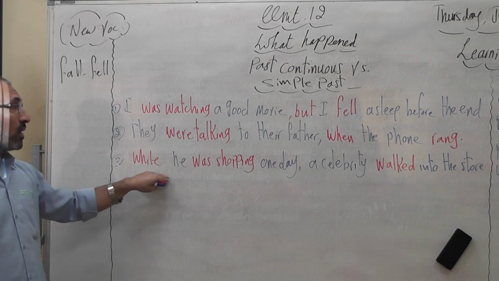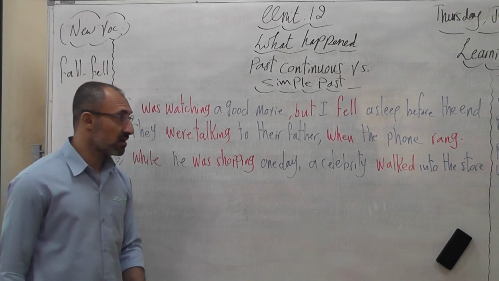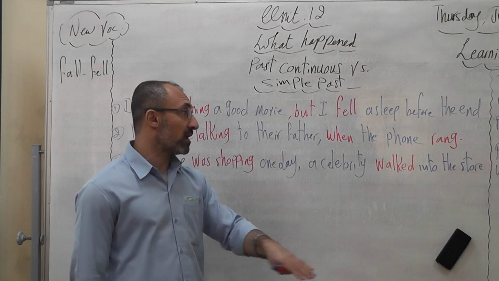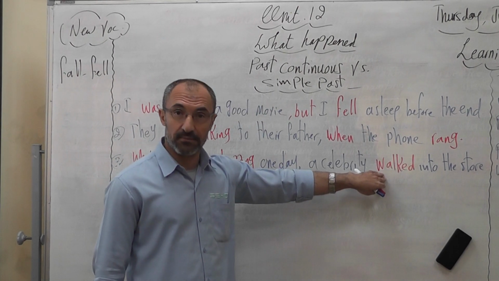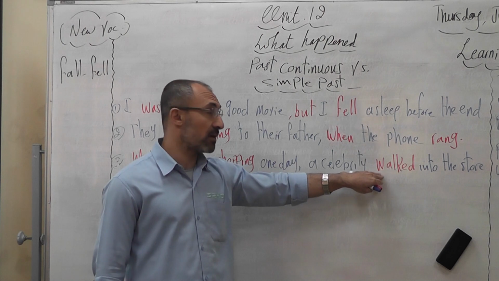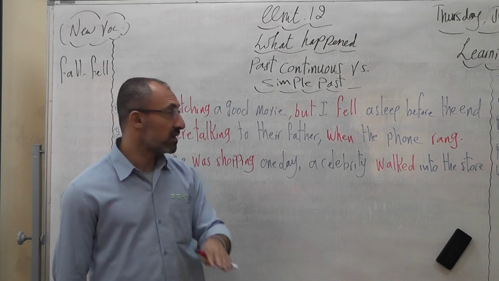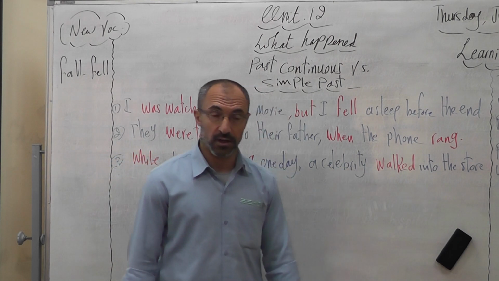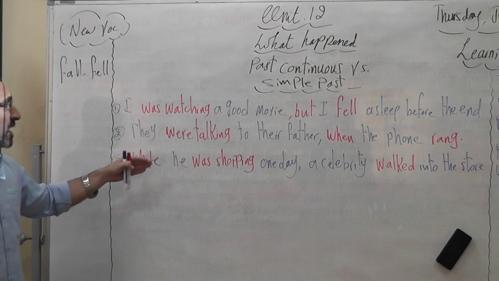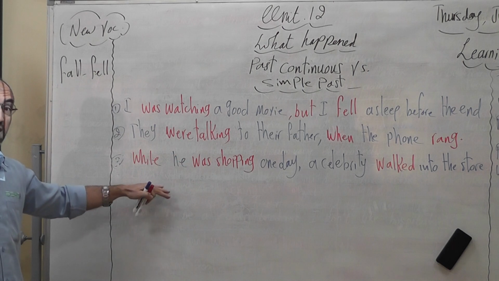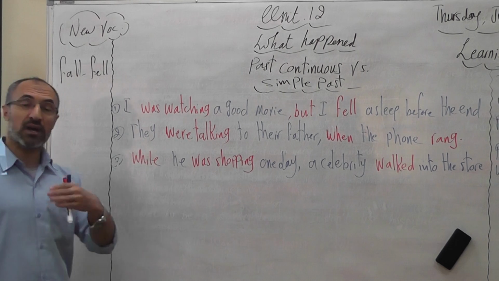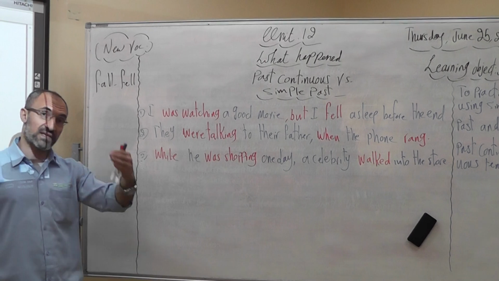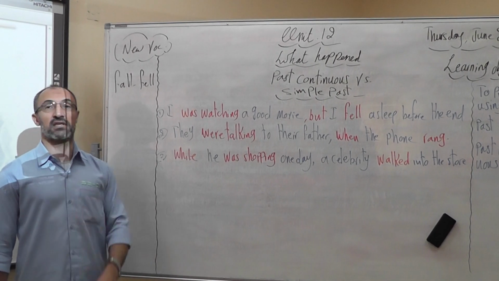So while he was shopping one day, what happened? What is going to happen should come in the simple past form. That's why here we have walked. It's a regular verb, the regular simple past tense of walk. So a celebrity walked into the store. Here we have come to the end of our three examples that show how we can use the simple past tense to interrupt a continuous action, exactly a past continuous action.